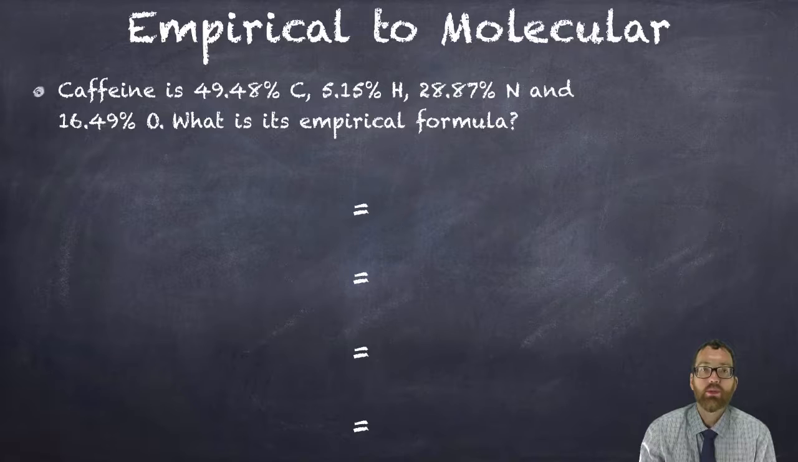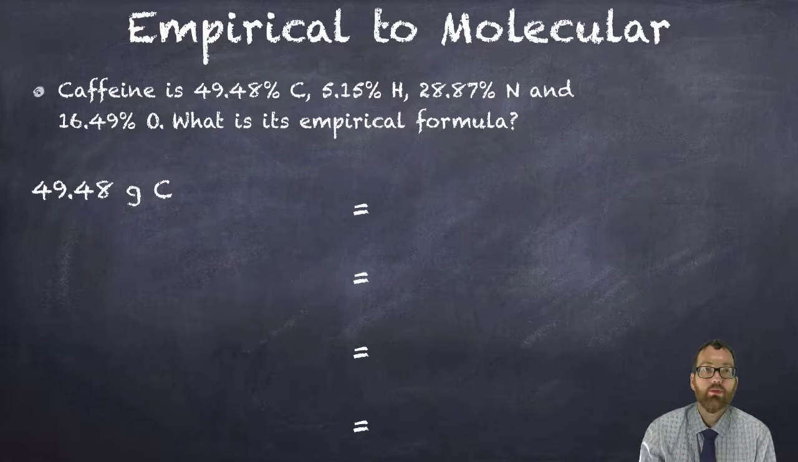Okay, one more example here. I would like you to do the first part on your own. So go ahead and pause the video and copy these numbers down. Follow the steps that we did on the last 2 problems to find the empirical formula for caffeine, which is made of carbon, hydrogen, nitrogen, and oxygen. When you're ready, unpause the video and I will solve the rest.